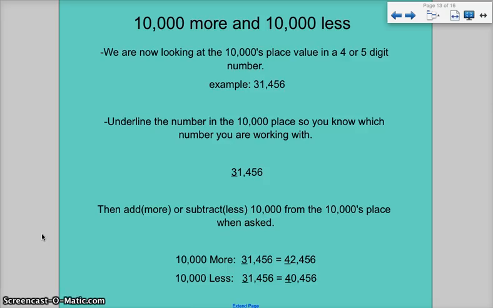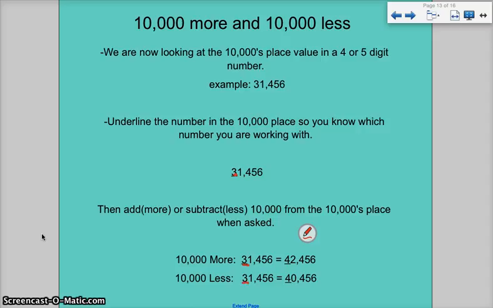So when we get to 10,000 more and less, we are doing something very similar to what we did with the hundreds and the thousands, but we are now looking at the 10,000s place when we are looking at a 4 or 5 digit number. So when we are looking at this, we're going to underline the number in the 10,000s place so you know which number you're working with. In the example, 31,456, the digit that is underlined is the 3 because that is in the 10,000s place. Then when we add 10,000 more, we are going to be adding. When we take 10,000 less, we're taking away.